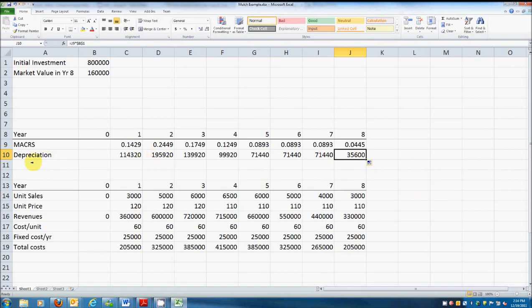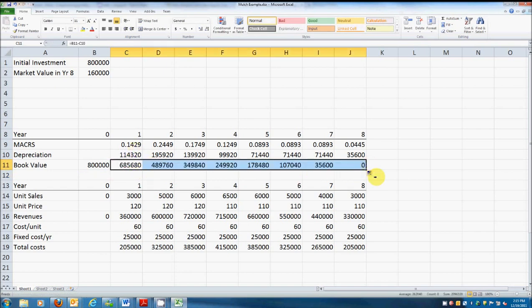Okay, now we're going to figure out the book value for the investment. Now, the book value always starts out at the initial investment at time 0. And then it goes down every year by the amount of depreciation. So all I have to do is say equal to the former book value minus the present year's depreciation. And I'm going to drag this all the way over. Now notice that the book value at the end is 0.